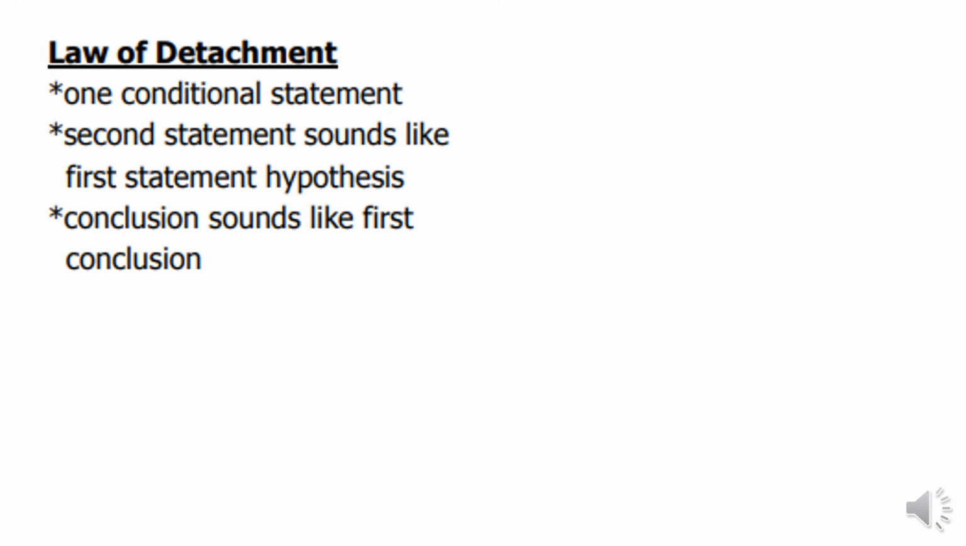Law of detachment is when you have one conditional statement and you have a second statement that sounds like the hypothesis of the first statement. The conclusion that we get sounds like the first conclusion. So if we are told if P then Q, and we know that P is true, then we can conclude that Q is true.